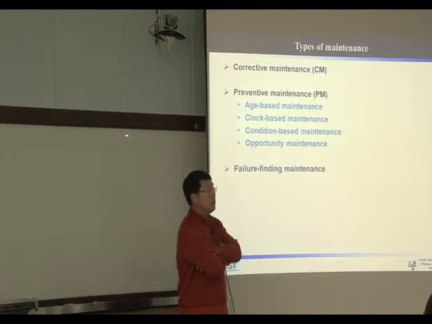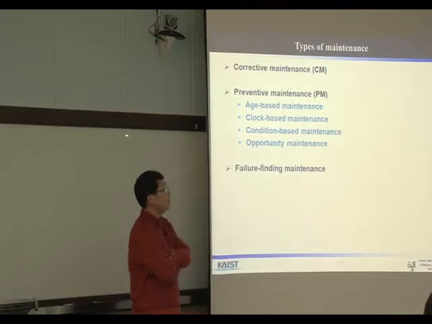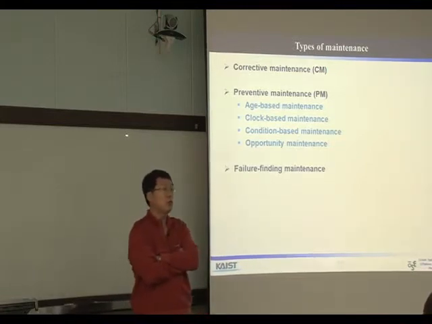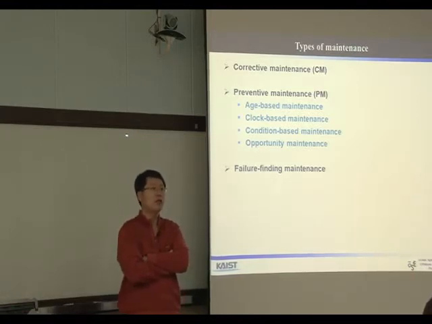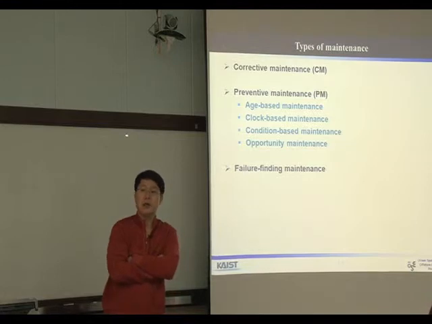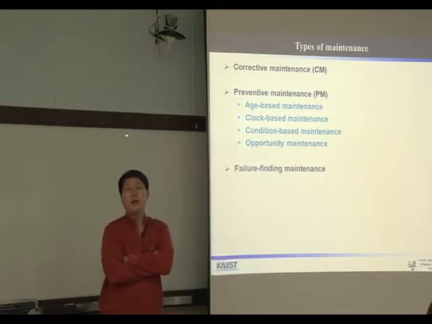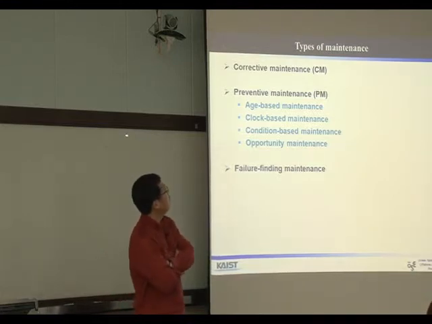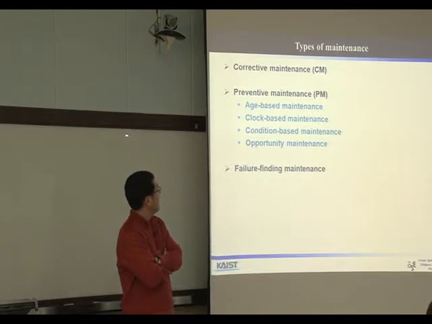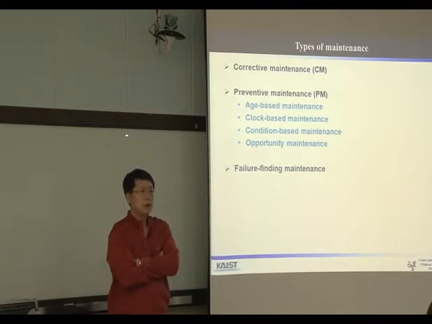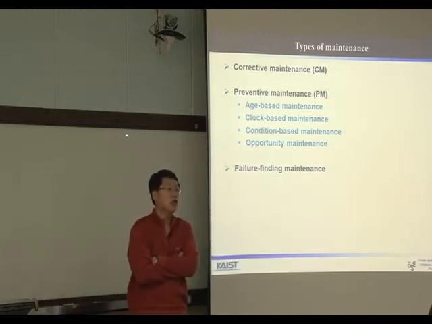Preventive maintenance is a kind of action before the failure. So we need some kind of strategy or policy to apply this maintenance. One is age-based, second clock-based, third condition-based, fourth opportunity maintenance. What is age-based? We check the age.